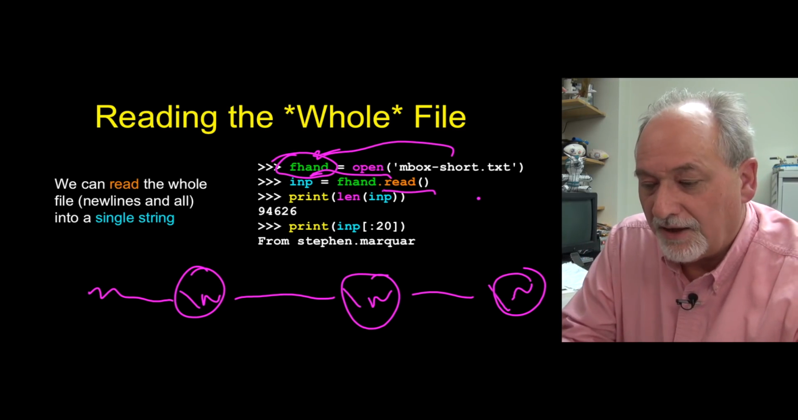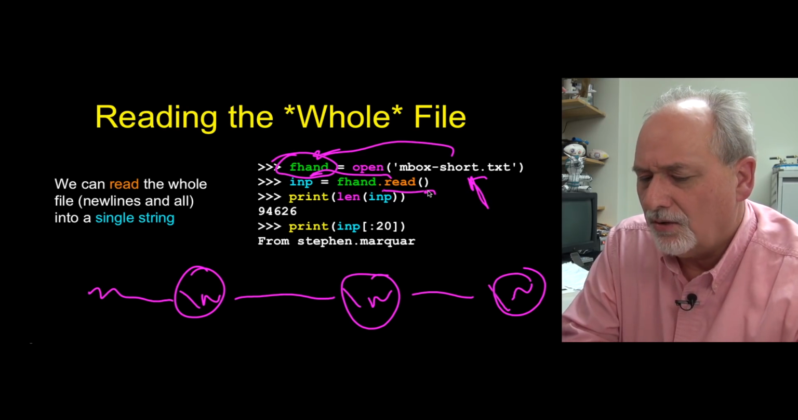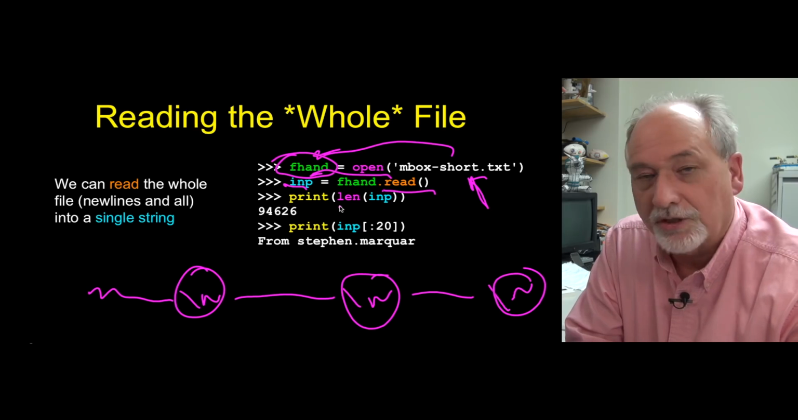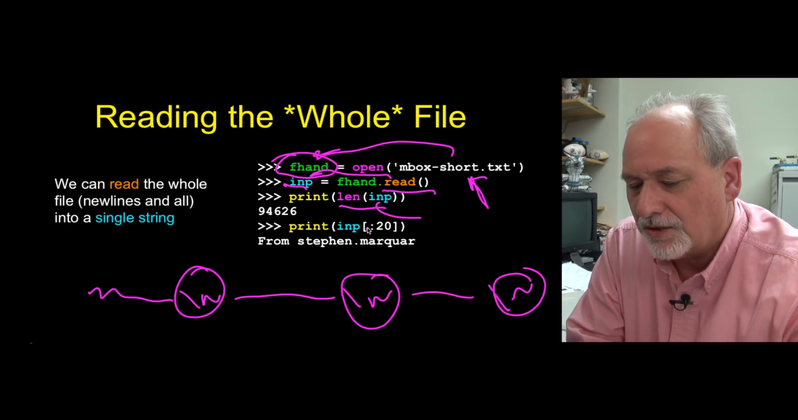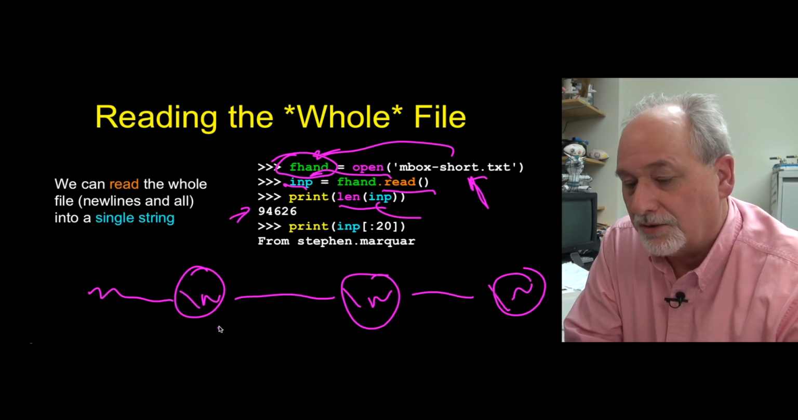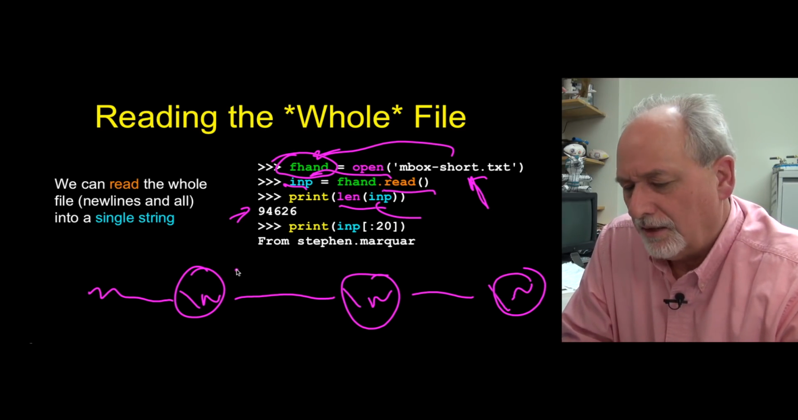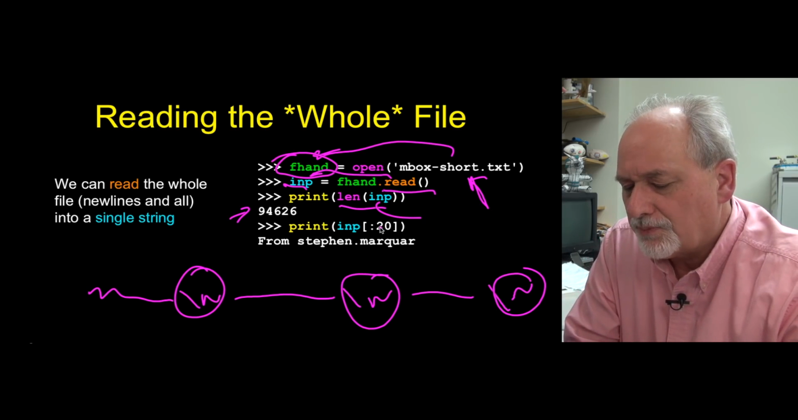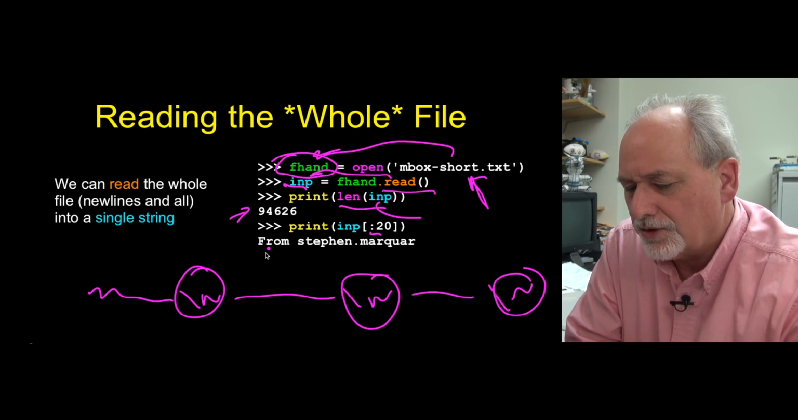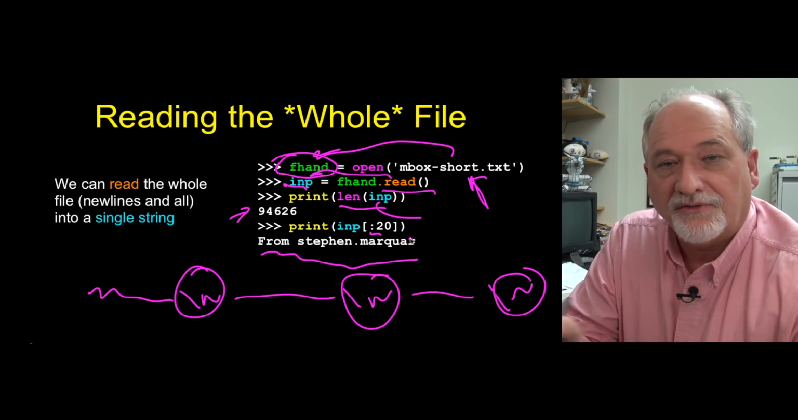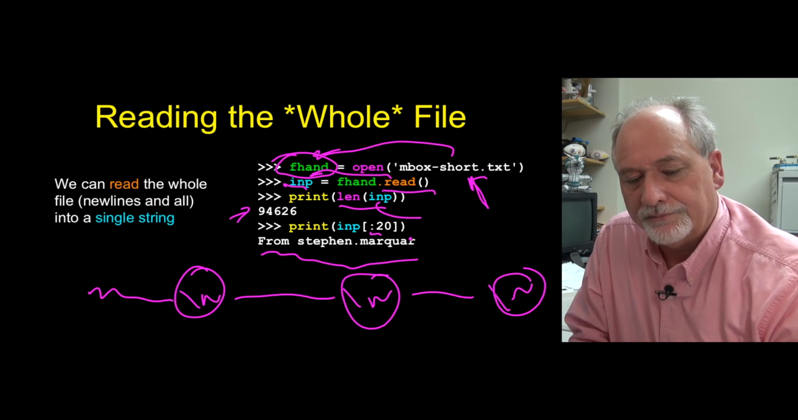Now I picked a file that was short, and so this inp variable now has a string in it, and I can use the len function, pass a string into the len function. It says, oh, 94,626 characters. That's kind of a small little file, and perfectly okay to read it all in one go. And so now I say just print the first 20 characters. That's the beginning up to but not including 20, and so it shows the first 20 characters of that little file is a From line, because this is a mailbox file.